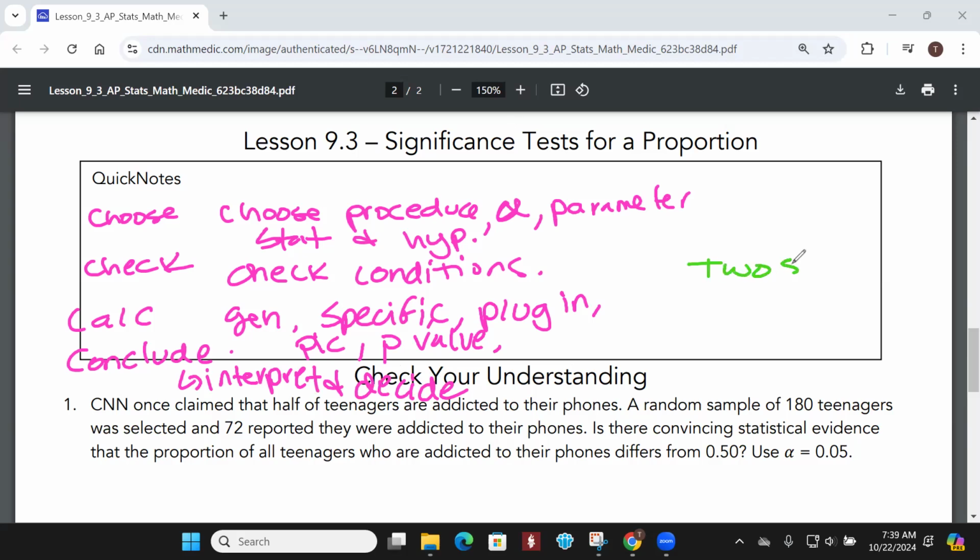We also talk about two-sided, where we had the alternative hypothesis, which is P does not equal the null value. And when we have a two-sided test, we can multiply our p-value by 2.